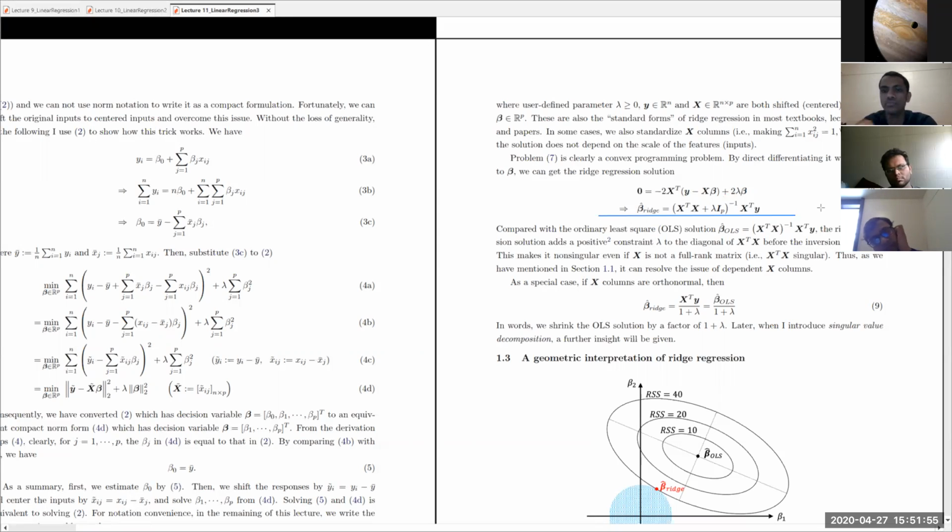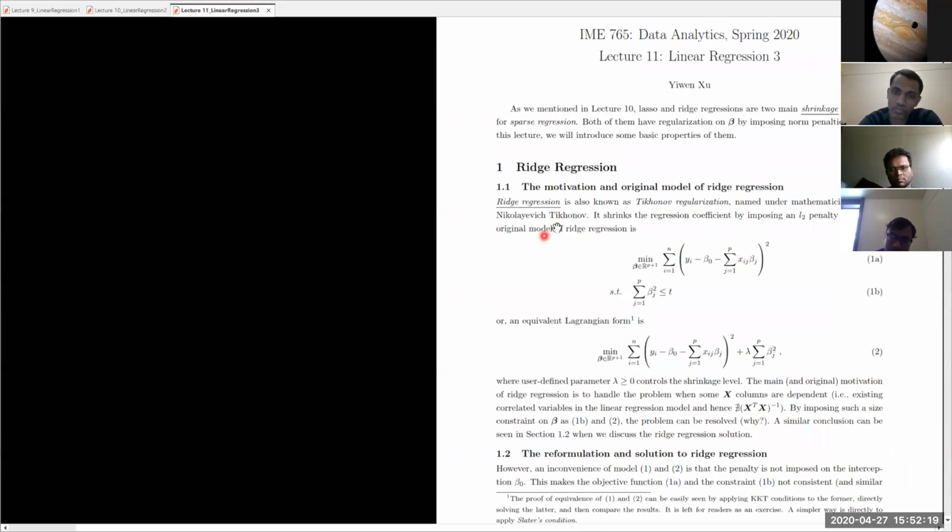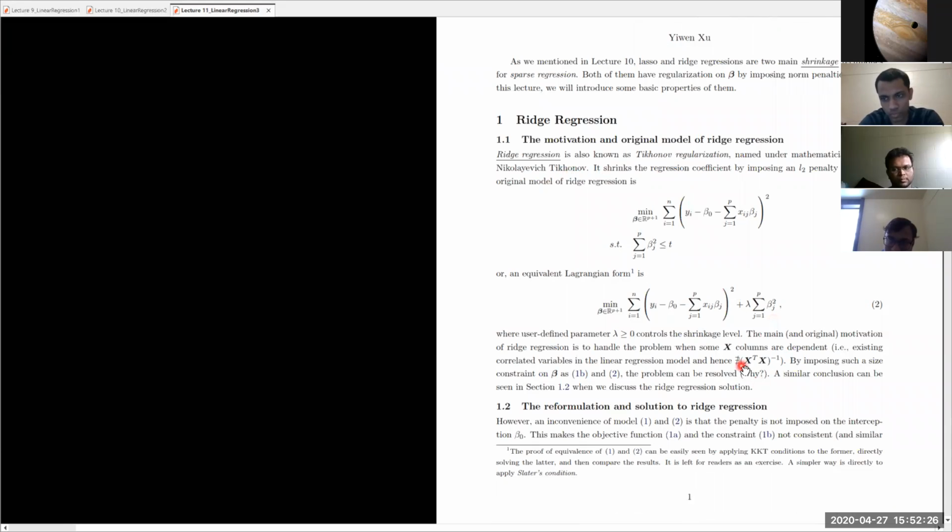Compared with the OLS solution, you see what? One item is added, which is this. That's the point of shrinkage. And remember, we just mentioned that Tikhonov proposed this to relieve the problem when this one is not invertible, right?